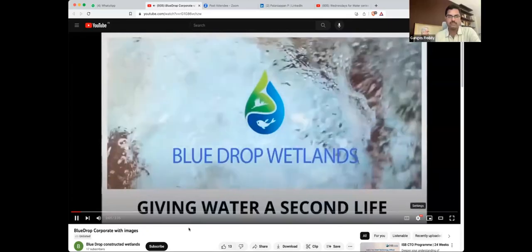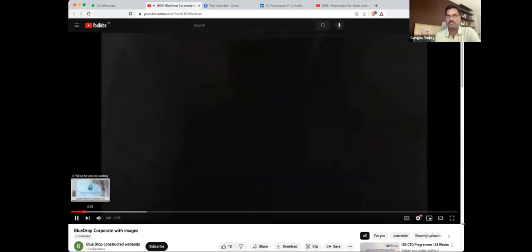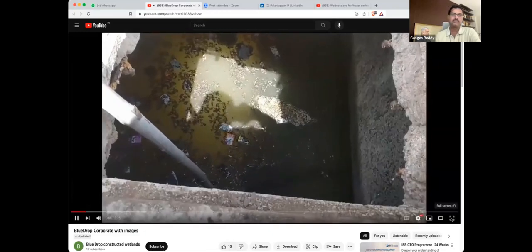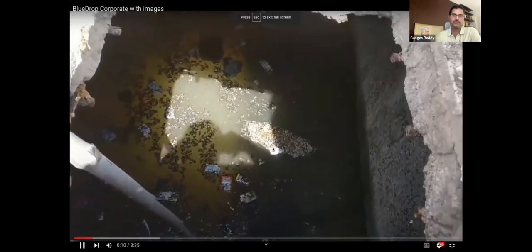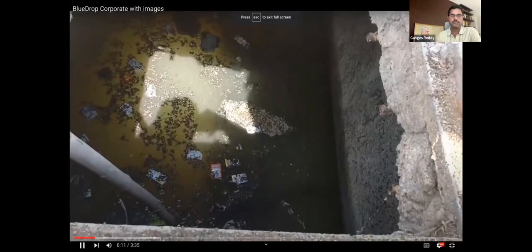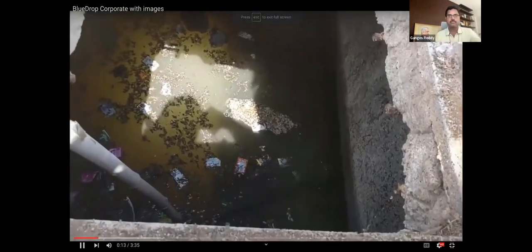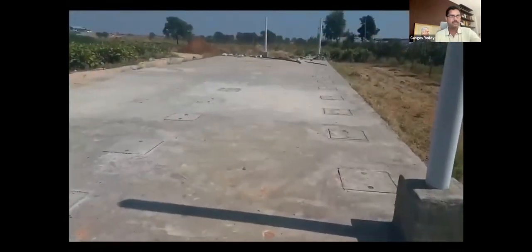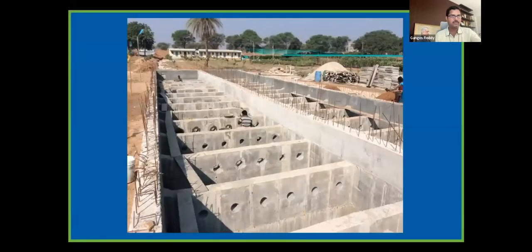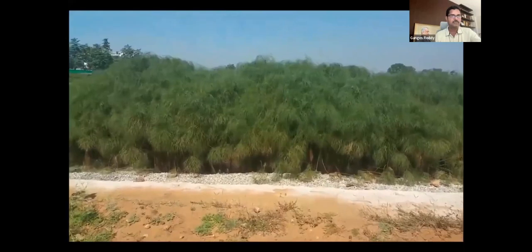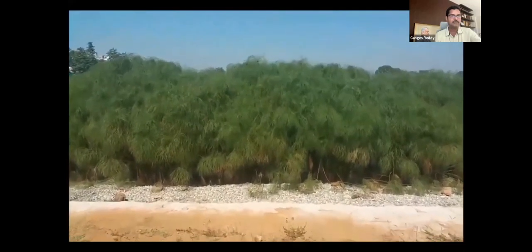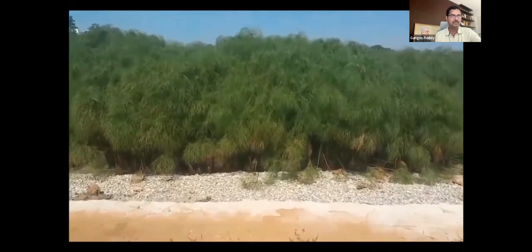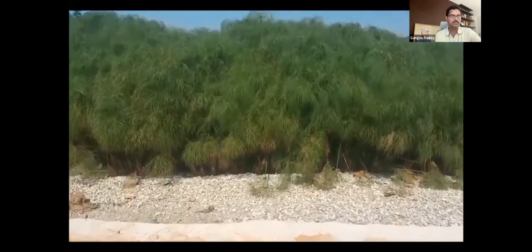We take you through a live video of one of our sewage treatment plants in Hyderabad. You can see the wastewater coming in from various sources into this holding tank. This holding tank is designed specifically for sewage treatment functionality through constructed wetlands. Here you can see the first basin of the constructed wetlands having healthy plants, and they have grown to about 9 feet tall.